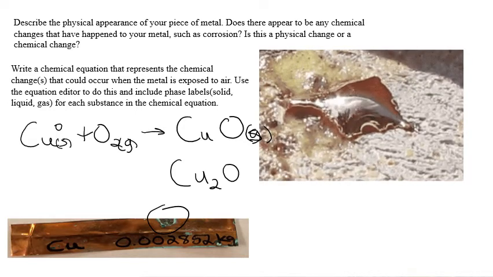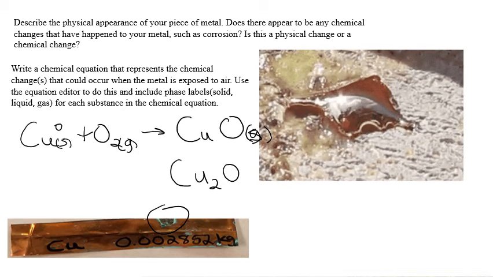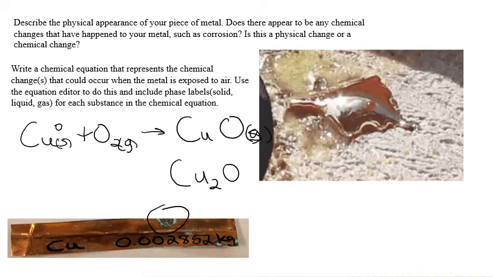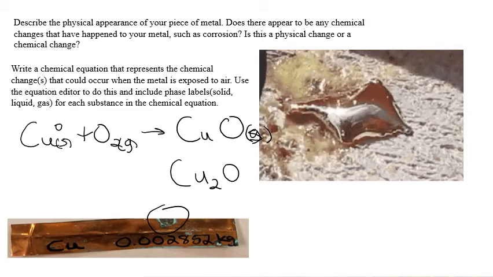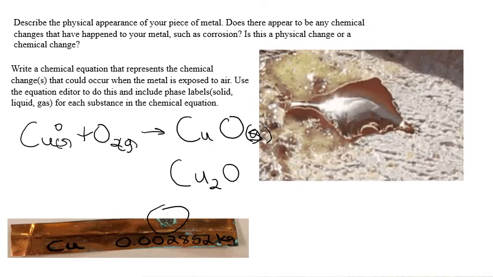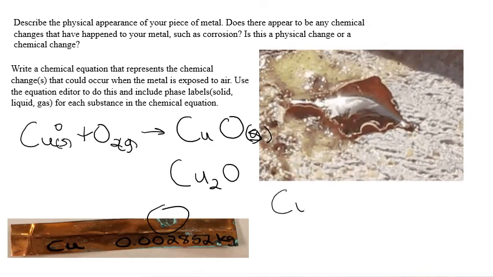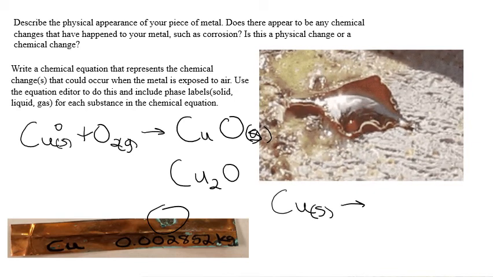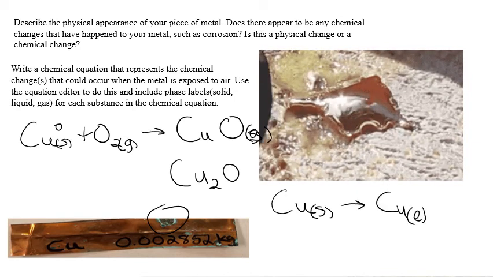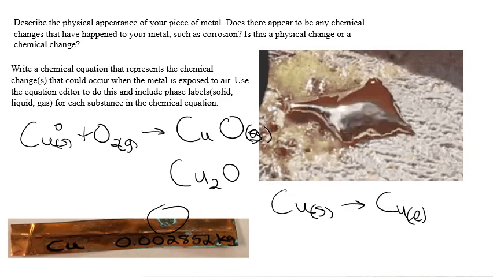I found this GIF on Wikipedia. Wikipedia is super fun to look at, and it's talking about this. This is melting of copper and the colors that it can exhibit. So that's a molten piece of copper there. So that is copper solid being converted to copper liquid. That is a physical change.